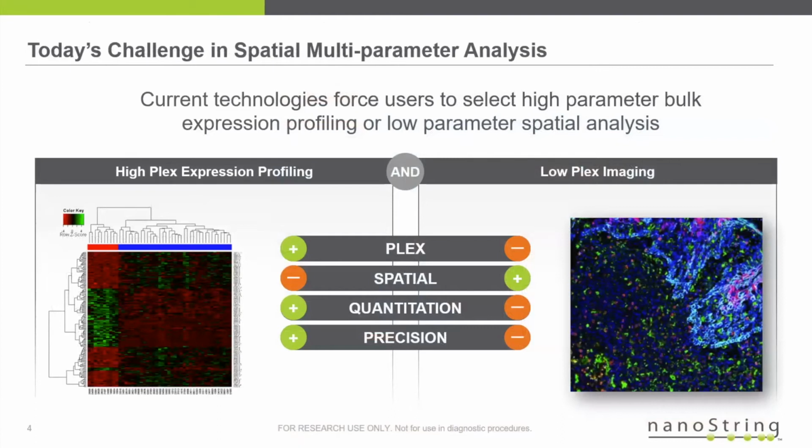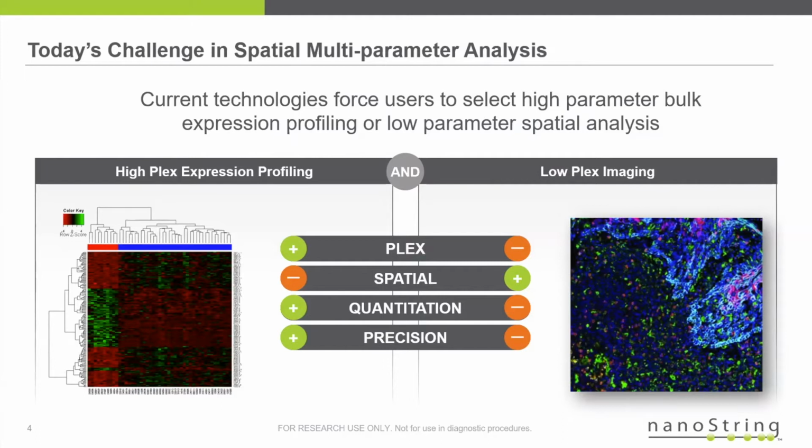One of the challenges faced by researchers and clinicians is that up until a few years ago, they had to choose between either high-plex expression profiling or low-plex imaging platforms. On the high-plex side, that's your single-cell RNA-seq, flow cytometry, NGS, etc. They have a high degree of plex, quantitation, and precision, but of course they lack the spatial context. On the imaging side, there's obviously a low-plex ability with most imaging platforms. They do have spatial context, but they lack that quantitation and precision.